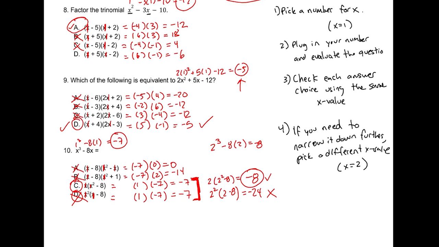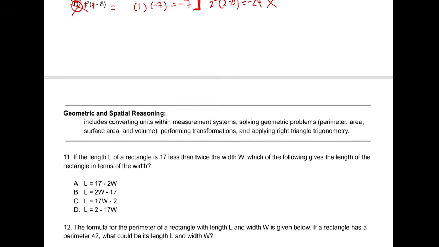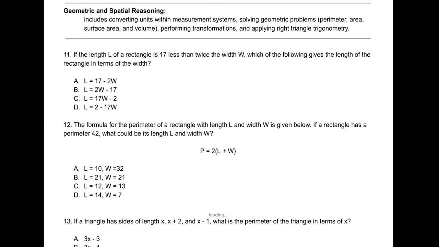Okay, that's enough algebra for today, or on this practice test. Let's move into the area of geometry. Number 11 says, if the length of a rectangle is 17 less than... anytime you see the phrase less than, that's kind of the hardest one to make sure you get right. But if I have $10 and you have 3 less than me, you have $7 because 10 minus 3 is 7. So if I have 17 less than something, the length is going to be something minus 17.